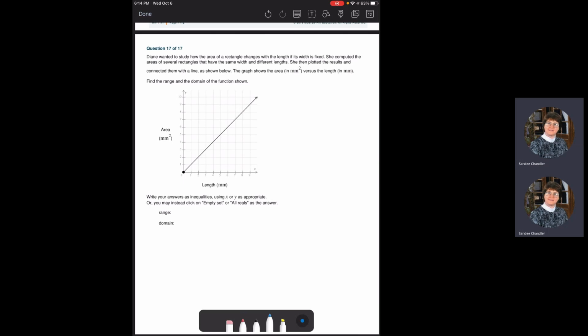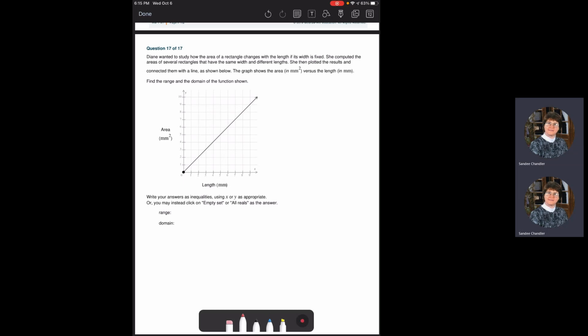Diane wanted to study how the area of a rectangle changes with the length if its width is fixed. She computed the areas of several rectangles that have the same width and different lengths. She then plotted the results and connected them with a line as shown below. The graph shows the area in square millimeters versus the length in millimeters. Find the range and domain of the function.